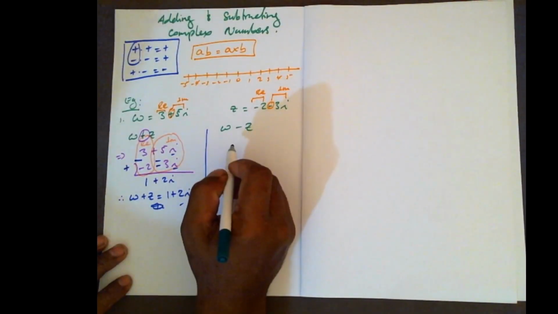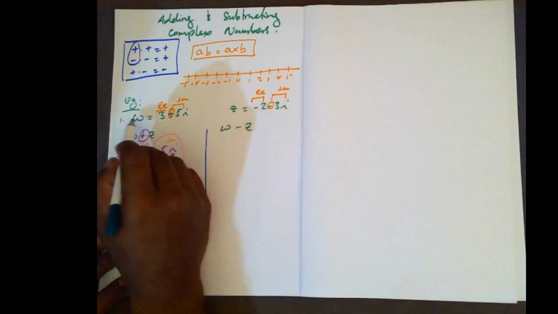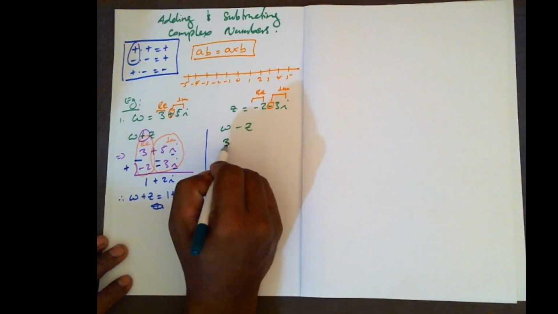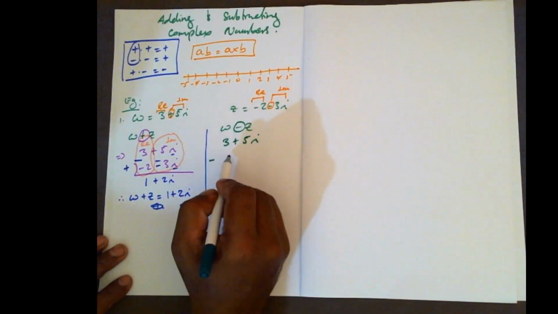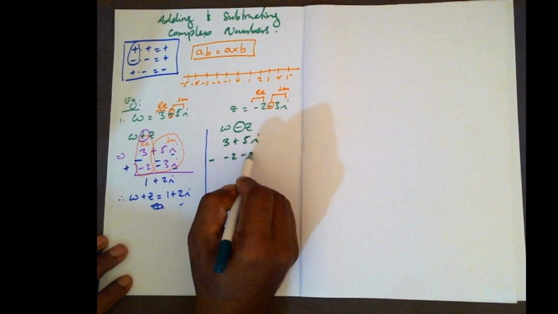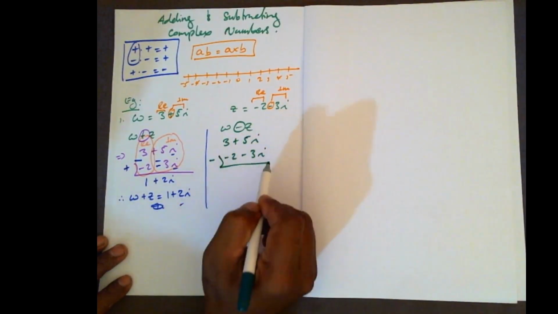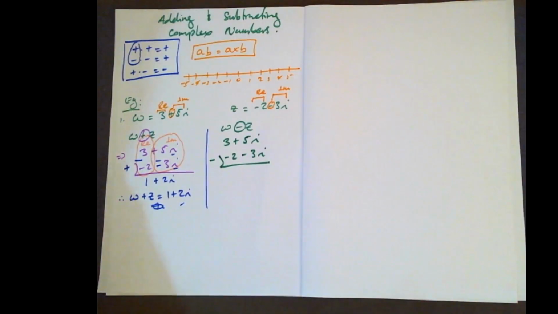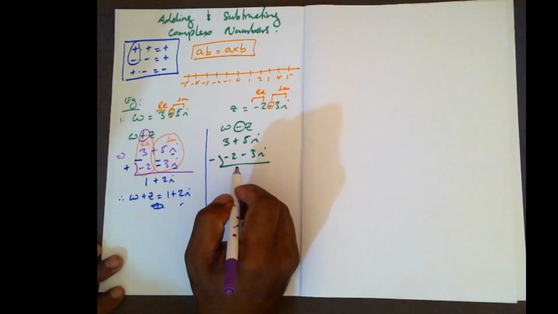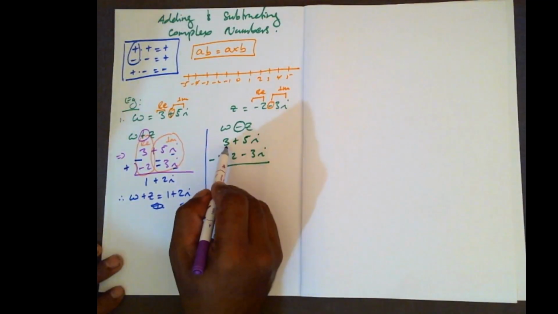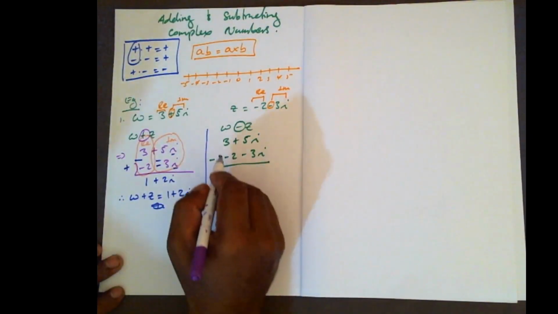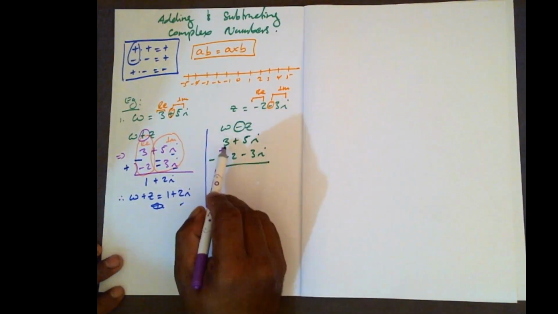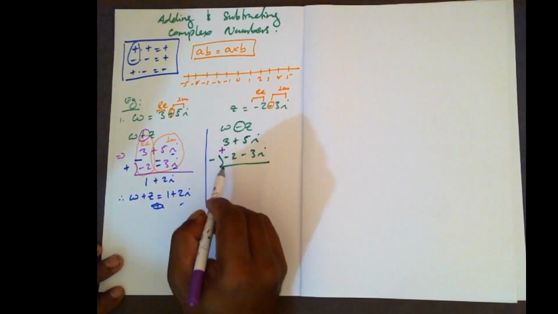Let's look at subtracting complex numbers. What is our omega? Our omega is 3 plus 5i, minus, what is our z? Our z is -2 minus 3i. We can only add our real values with our real and our imaginary with our imaginary value. Now let's calculate. 3 minus negative: a negative times a negative will give me a positive. So I can say that this is a positive value. 3 plus 2 is 5.